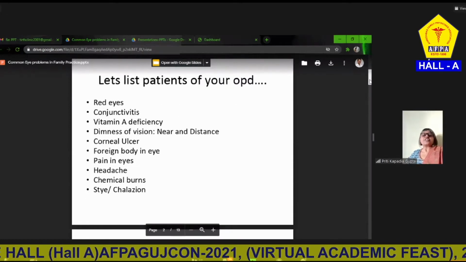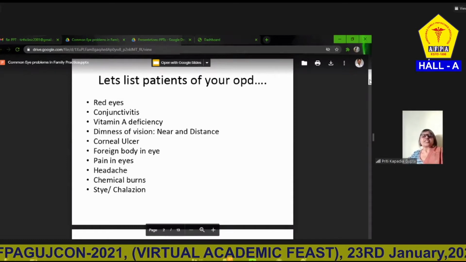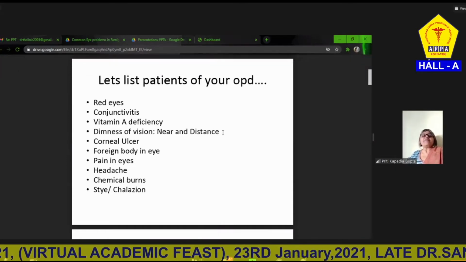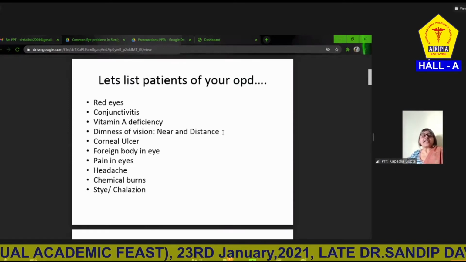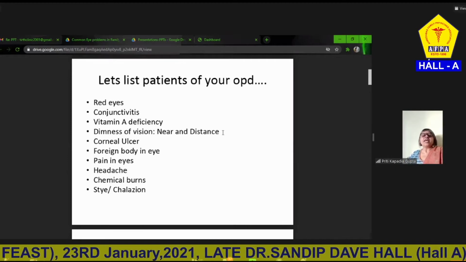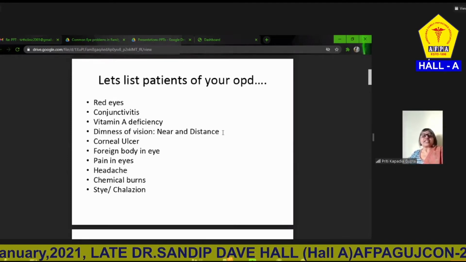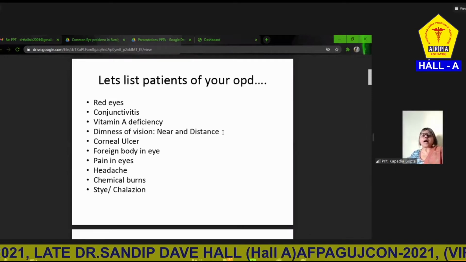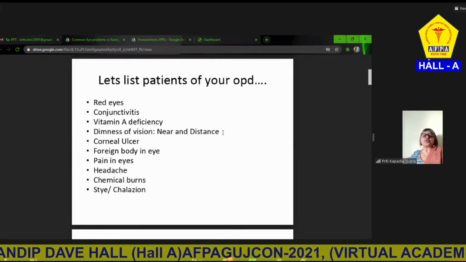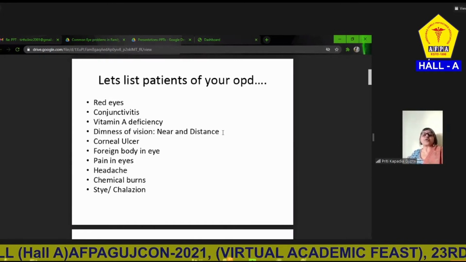Yeah, see, so this is what Dr. Mohammed and other doctors have given me. Everybody has given me feedback of red eyes, you do conjunctivitis, you see vitamin A deficiency, dimness of vision of various causes, that is refractive errors, cataract, glaucoma. These are the main causes, especially in senile age groups and young age groups. Somebody even replied that they do see a case of corneal ulcer.